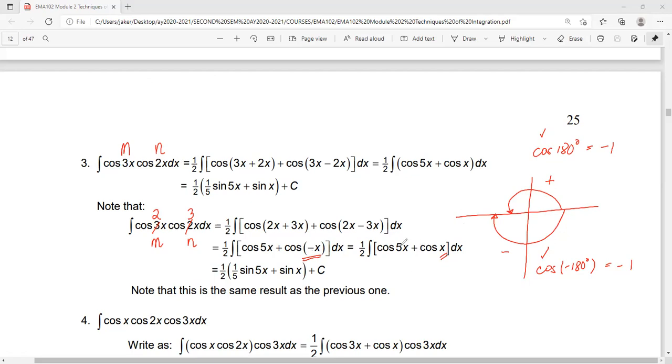For the first part, you still have 1/5 sine of 5x for the integral. And for the second part, you still have sine x. So it's the same as the one that you're seeing above. So having the two angles interchanged will have the same answer because of this concept regarding the cosine of a positive and negative angle.